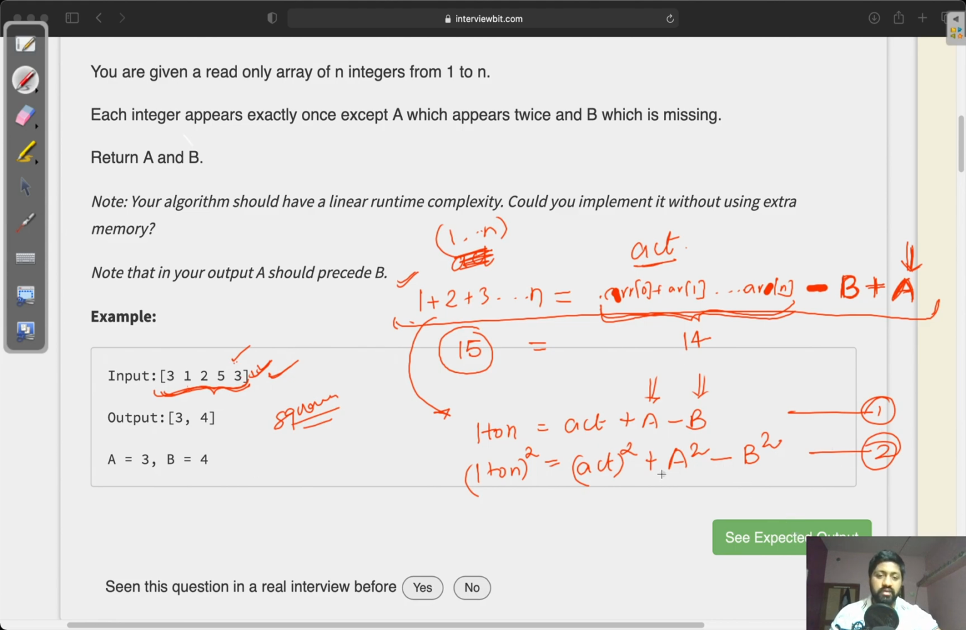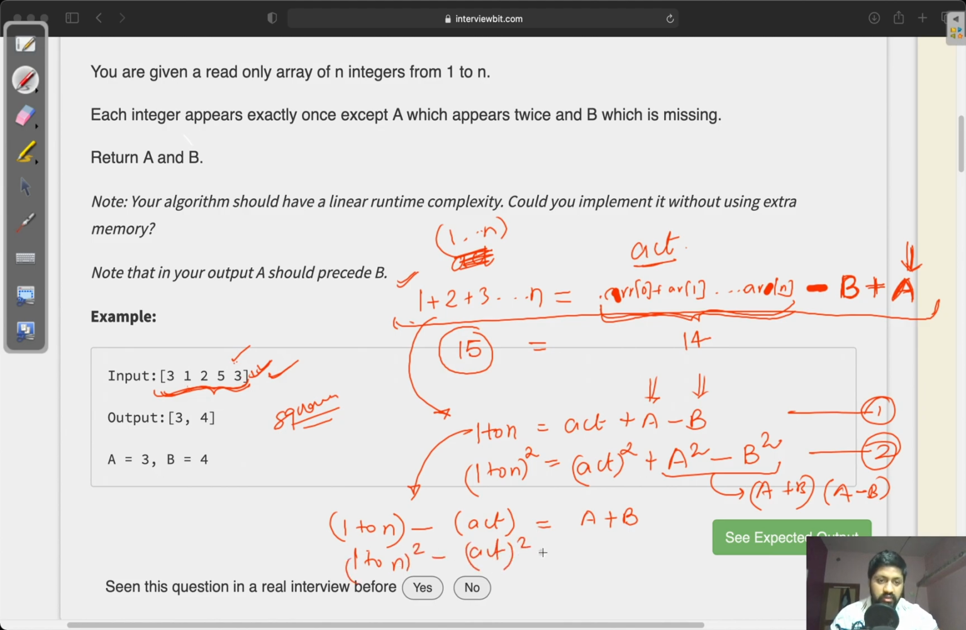If we convert this equation, then the sum of 1 to n minus the actual sum is equal to a minus b, and a square minus b square can be broken into a plus b and a minus b. This is the formula of a square minus b square. So if we break it down, then the sum of squares of 1 to n minus the actual sum of squares is equal to a minus b times a plus b. So this is the first equation, this is the second equation. Using these two equations, we are going to find a and b.